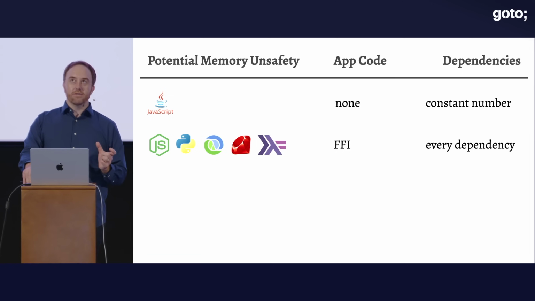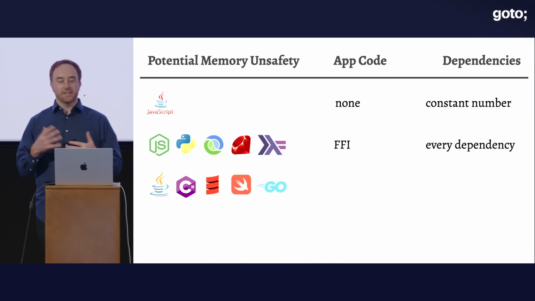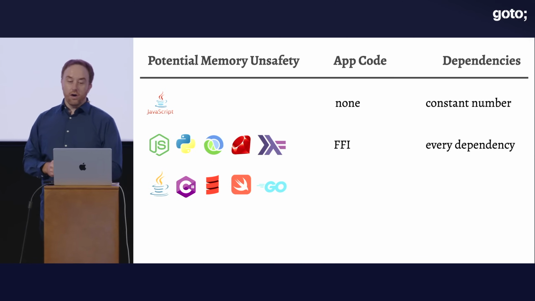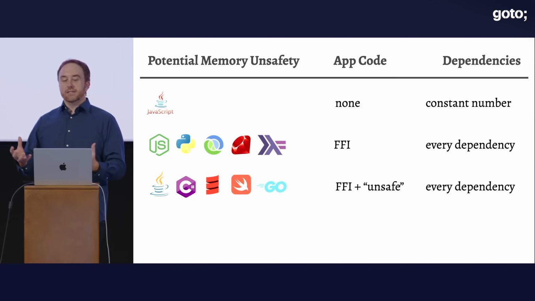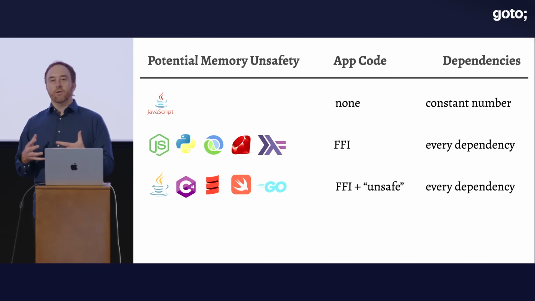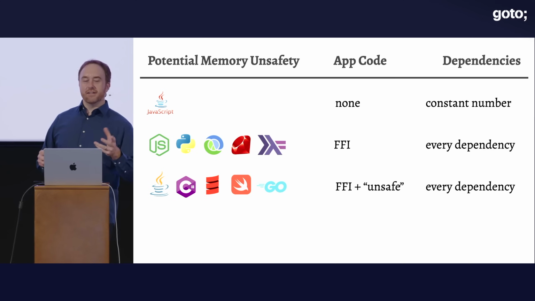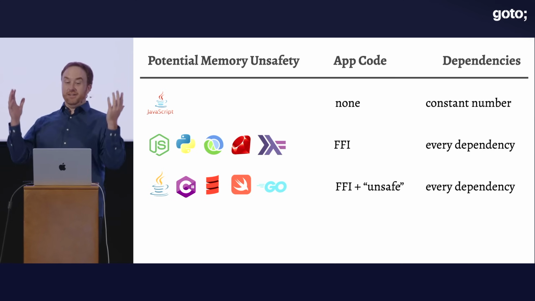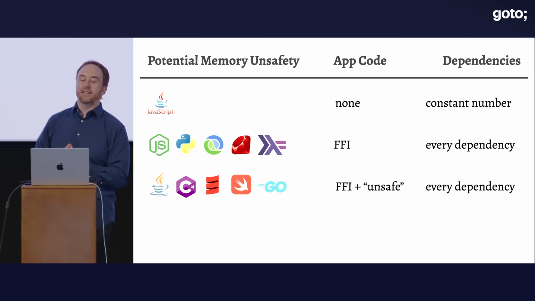There's another category of languages that take it a step further. In this case, I'm going to give the examples of Java, C#, Scala, Swift, and Go. These are languages that have not only FFI, but also a concept of unsafe. So there's a first-class way in the language to write memory unsafe code. For example, in Java, it's sun.misc.unsafe. There's just a package. I can do memory unsafe things directly in Java code. I don't even need to use FFI and get C into the equation.